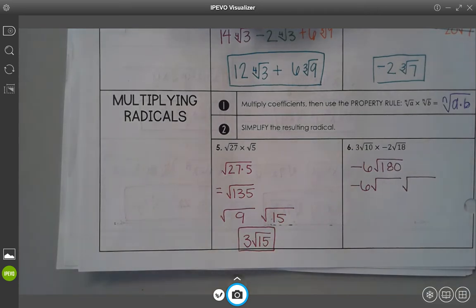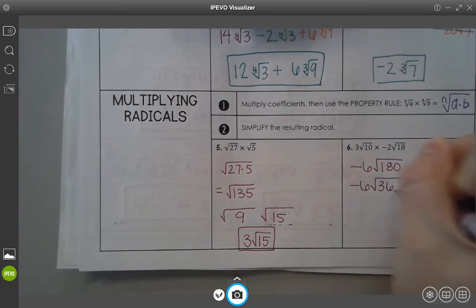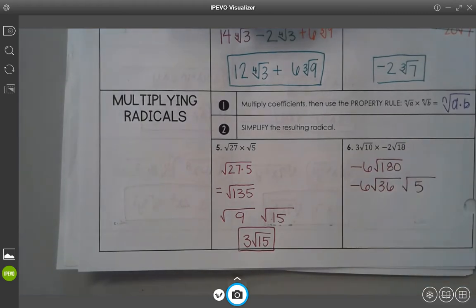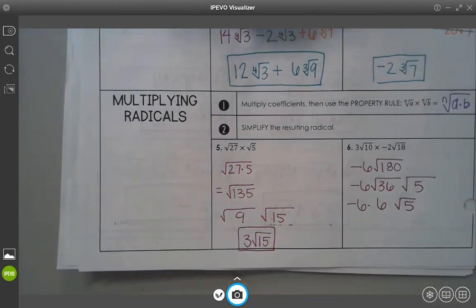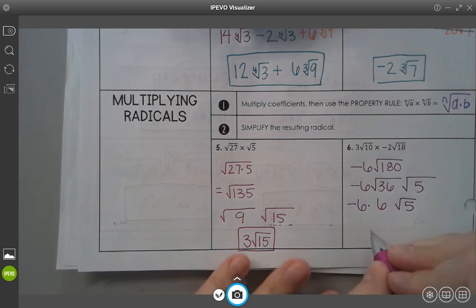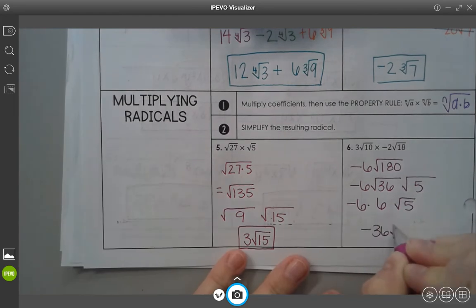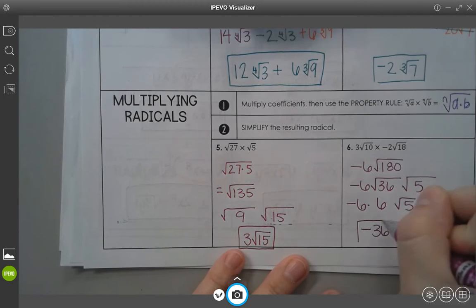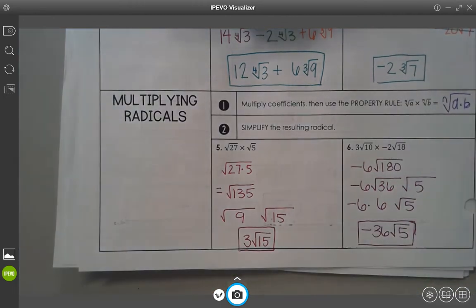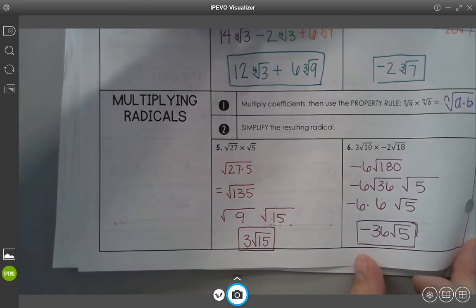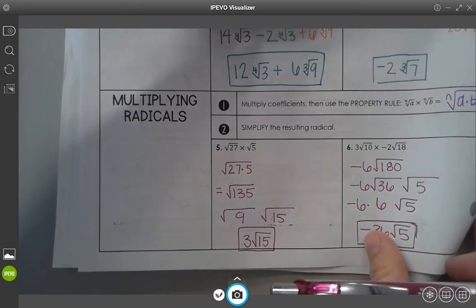What's the largest perfect square that goes into 180? It is 36 times 5. So this is negative 6 times 6 square root of 5, which is negative 36 square root of 5. Any questions? Not too bad, right?